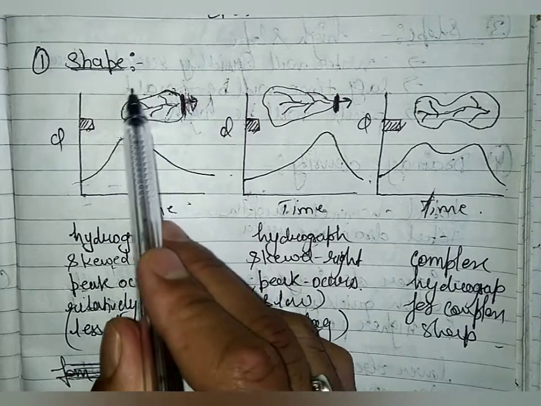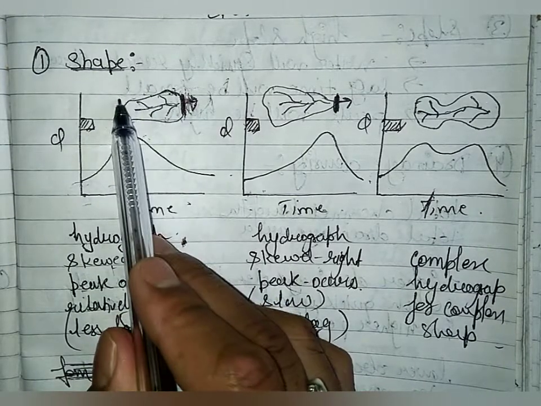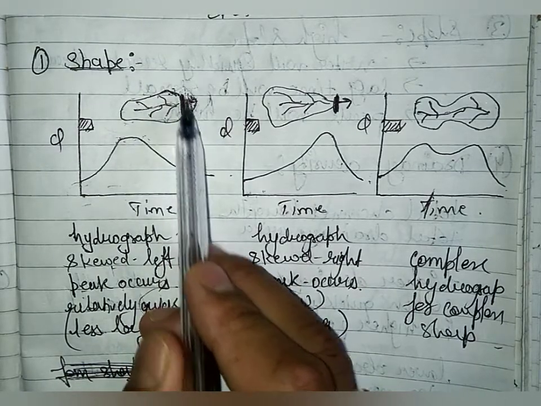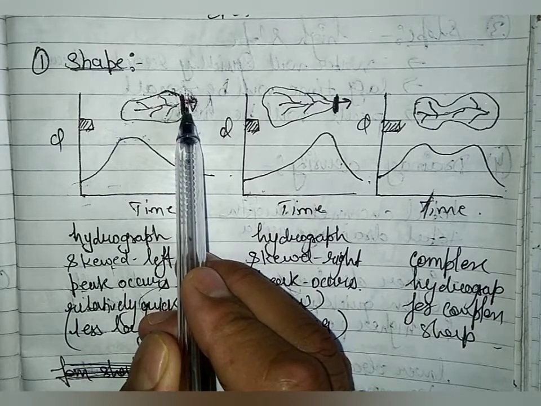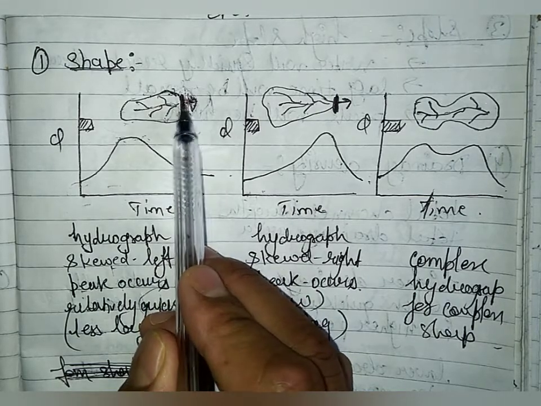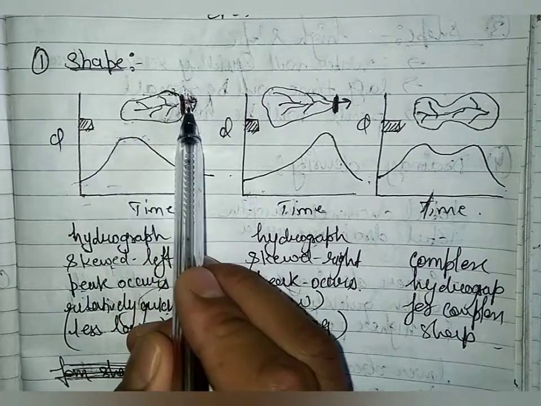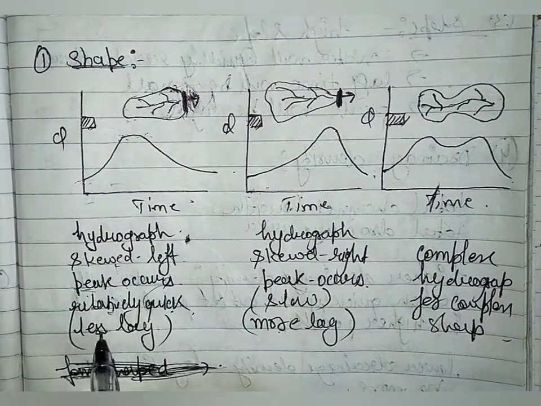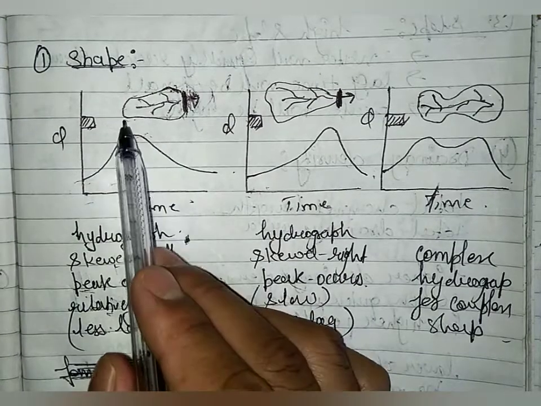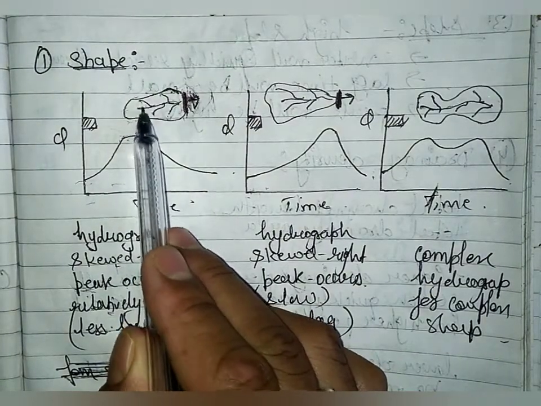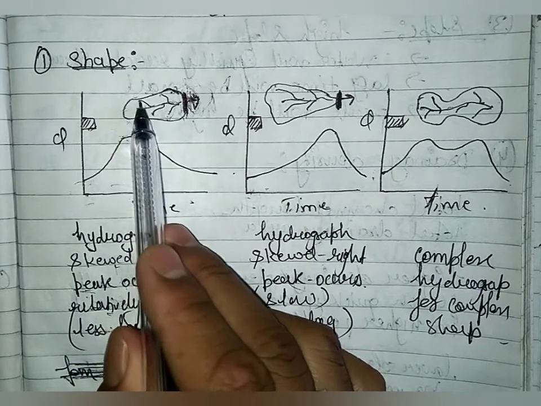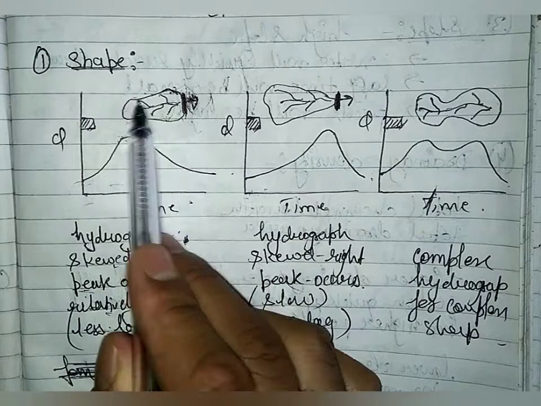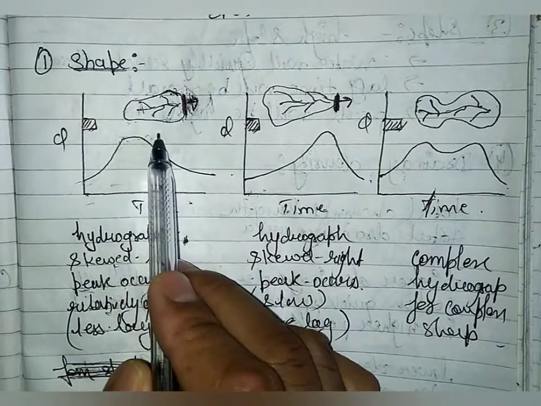Okay, so we can see here that this portion is narrow, and this portion is wide. So at the outlet station where we are going to measure the discharge, the water is reaching quickly, so we are going to get the peak relatively quickly. So there will be less lag. Lag means the time for water to reach from here, if the storm is occurring here, to here. This will be very quick in this type of basin.